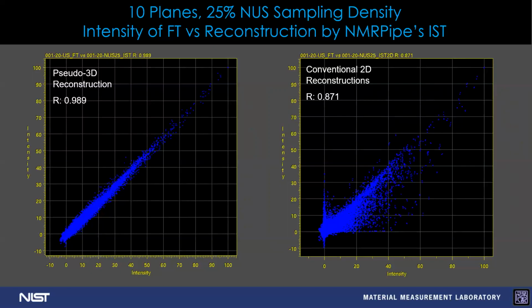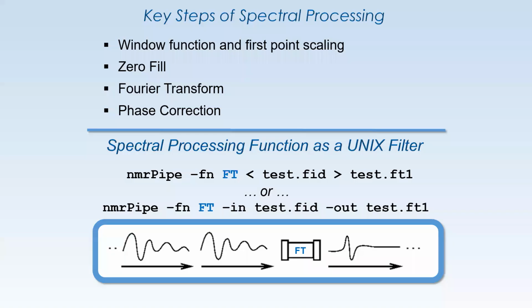So here's what things look like. Let's turn on a little laser pointer. Conventional 2D reconstructions here, pseudo 3D reconstructions here. Intensity correlation better than 0.98 across the full range of intensities. So by and large, for typical kinds of NMR data, these methods are very linear and reliable.